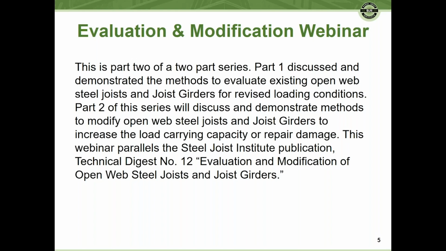We're going to start today with a little review of what we did in part one. As was mentioned, this is part two of a two-part series. I'm hoping most of you, if not all of you, were participating with us last month in part one. In part one, we discussed methods to evaluate existing open web steel joists and joist girders for revised loading conditions. And in part two, we're going to discuss ways to modify open web steel joists and joist girders to increase the load carrying capacity or to repair some damage. And this is in parallel with the Steel Joist Institute publication, Technical Digest No. 12, Evaluation and Modification of Open Web Steel Joists.